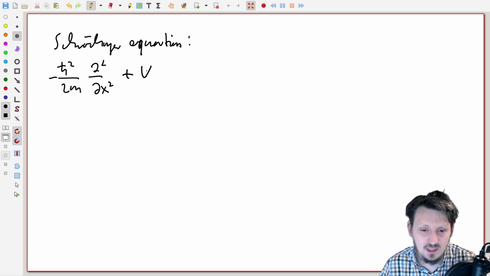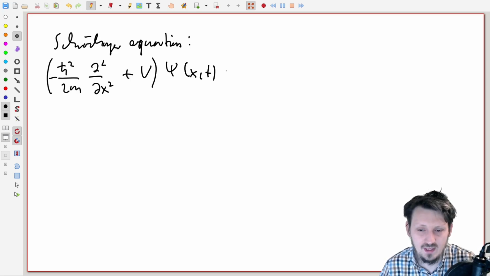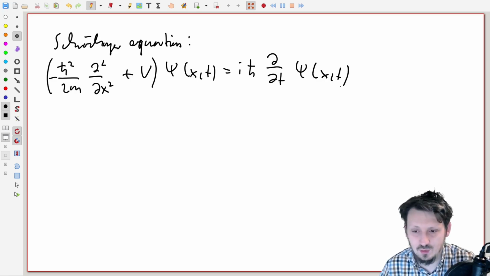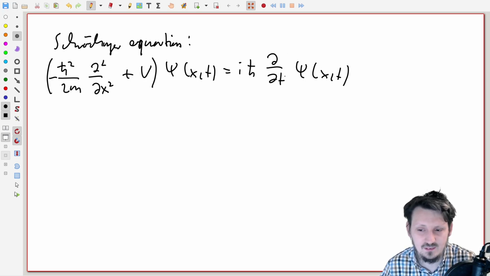Then we normally add a potential, which we call V, and we put this in parentheses. Then we write psi of x, t, our wave function, and this is equal to i h bar d over dt psi of x, t. This is a typical way to write it down, the so-called time-dependent Schrödinger equation. If you have the time-independent Schrödinger equation, the second part on the right-hand side would vanish, and we would only have the eigenvalue E psi standing there.